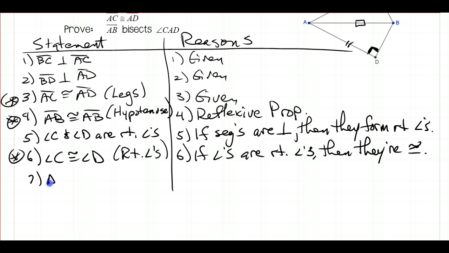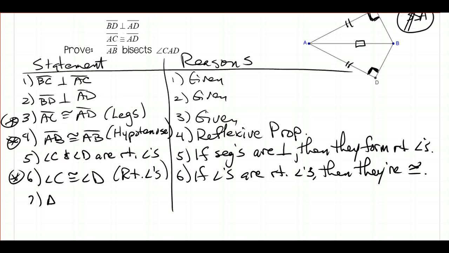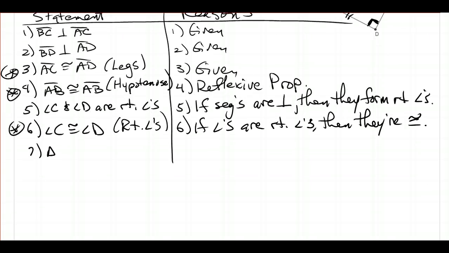So for step 7, we're going to have triangle CAB congruent to triangle DAB. And now our reason is HL. And then we have steps 3, 4, and 6.